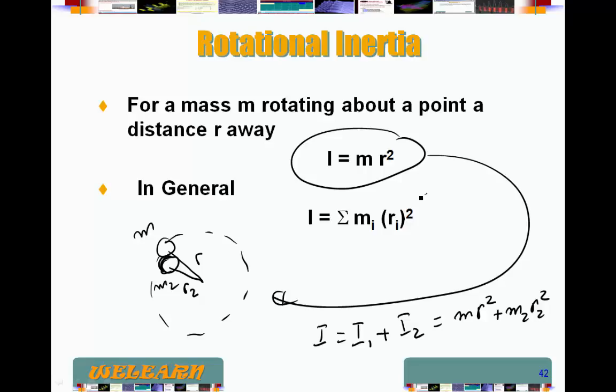So this is where we express that in general. The moment of inertia is the sum, that symbol is for sum, of the various masses times the corresponding radius for each of the masses squared. That's the way we get the moment of inertia. And we'll see that it's not as simple as that, but we'll see implications of that shortly.